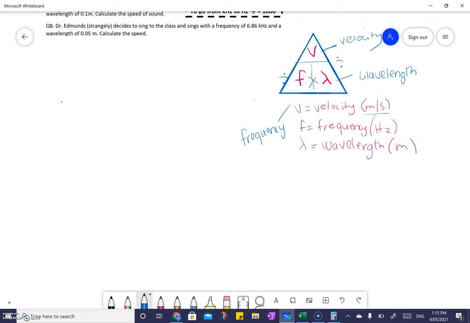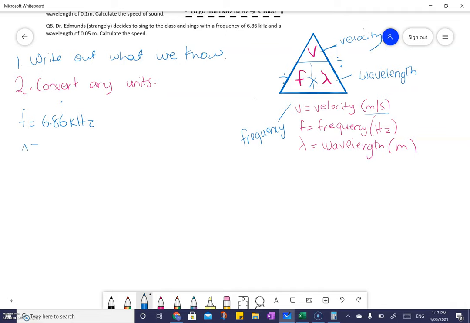Calculate the speed. So first what we do is write out what we know. And then the second thing that we do is convert any units. So what do we know? We know the frequency. Frequency is 6.86 kilohertz. Wavelength is 0.05 meters. We're going to do our conversion because that is our second step. Kilohertz is times by 1,000 hertz. 6.86 times by 1,000 hertz is equal to 6,860 hertz. That's cool. All right, and then what don't we know? We don't know the speed or velocity. I know I keep saying speed, but for your purposes, velocity and speed are the same thing. So velocity is what we don't know.